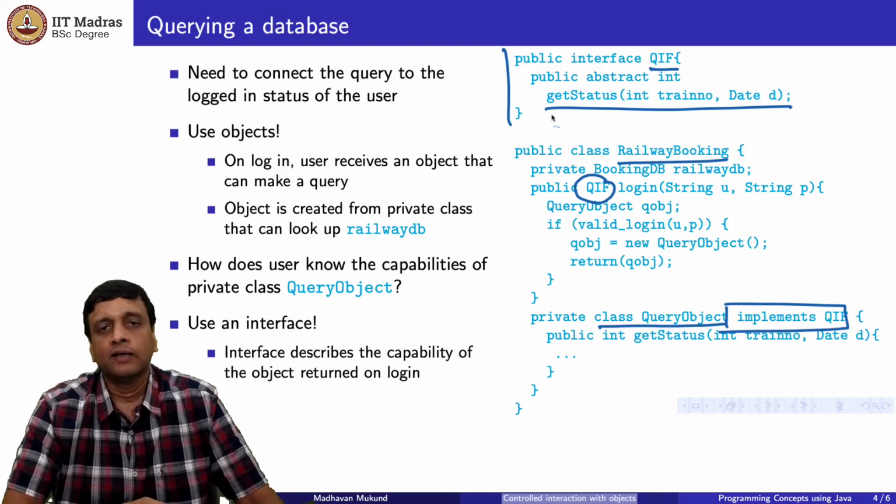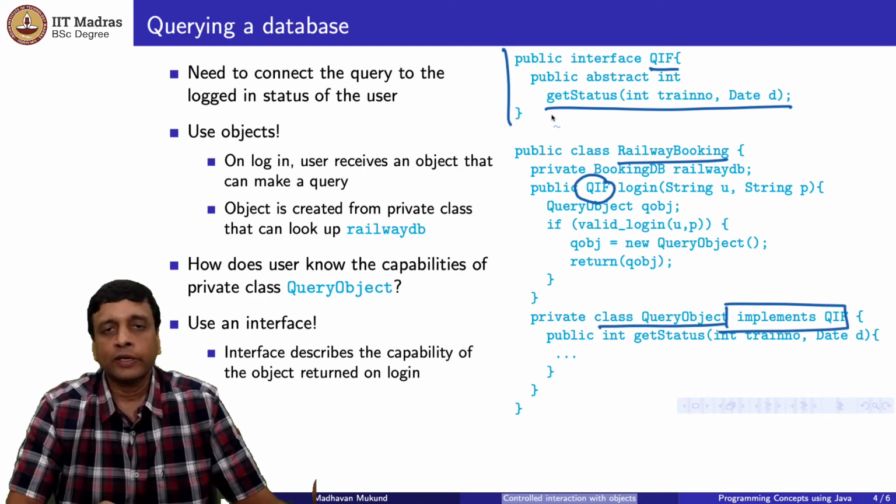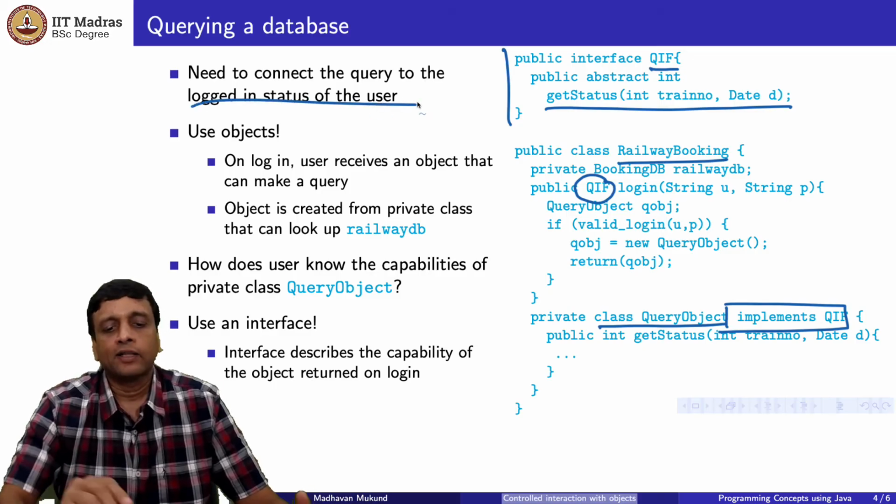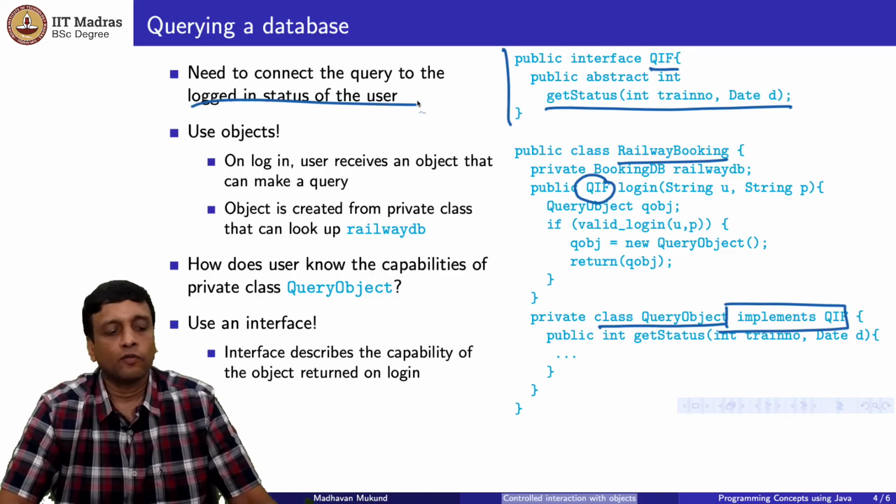You have something which is under the control of the railway booking. Nobody from outside can create this query object. This query object gets created only when the user logs in. So when the person has access to this object, you know the person has logged in. Therefore, we have been able to connect the query to the logged in status of the user.